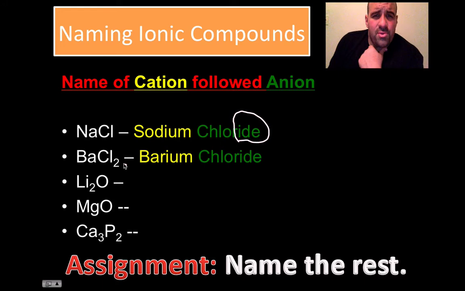So I want you to go through and also name the rest of these using the same principle: the name of the cation followed by the name of the anion. Relatively straightforward. Do that in your notebook as well.